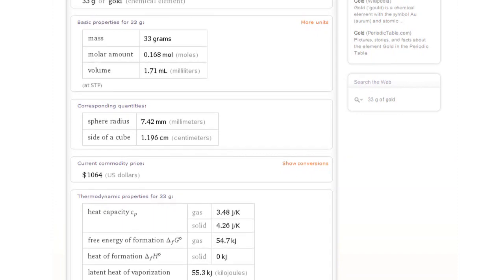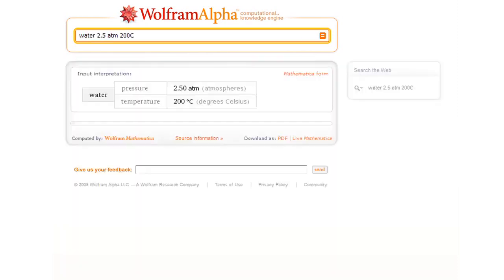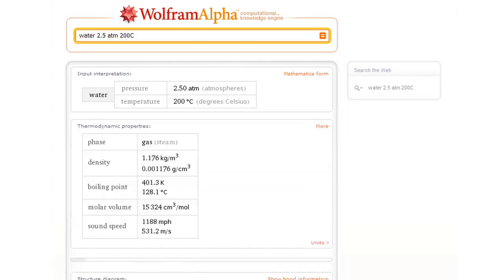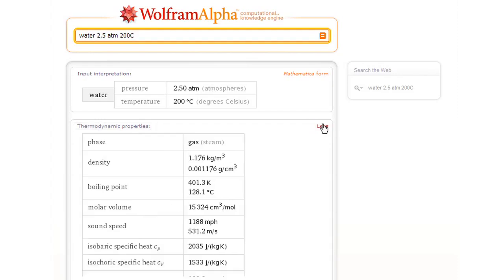Well, let's say we're doing chemistry. I can figure out what happens if we ask, let's say, for 2.5 molar H2SO4. I can figure out properties of that, how to make it, and so on. Or here's an engineering computation, working out the properties of water at 2.5 atmospheres pressure and 200 degrees centigrade.